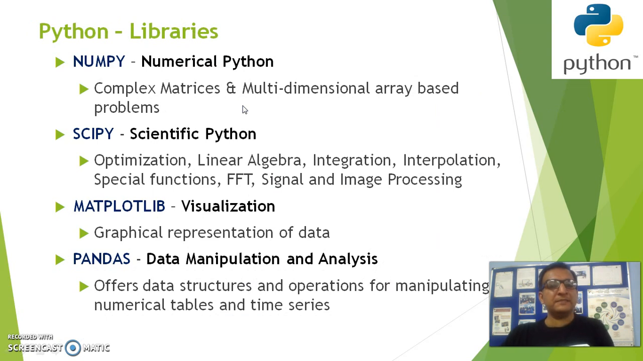See, NumPy means numerical Python. It deals with the complex matrices and multi-dimensional array-based problems. Whereas SciPy is your scientific Python, which deals with complex scientific problems like optimization, linear algebra, integration, interpolation, special function, FFT, signal, and image processing, whereas matplotlib is visualization library where graphical representation of data happens. It's similar to the graphs or chart which we plot through spreadsheet on the basis of the data.